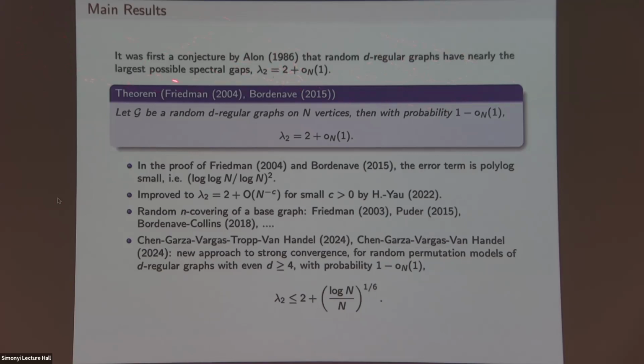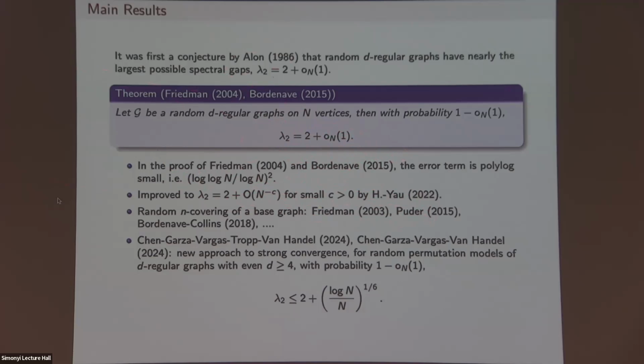This conjecture was first proven by Friedman in 2004, and later a shorter proof was discovered by Bordenave. They show that for a random regular graph with n vertices, with probability close to 1, the second largest eigenvalue concentrates around 2, and the error they get is log n over log n squared. But if edge universality is true, this error should be n to the minus 2/3. Later, in joint work with Yau, we managed to show a slightly better polynomial bound, n to the minus c, but this c is really small, like 0.01 or something like that.